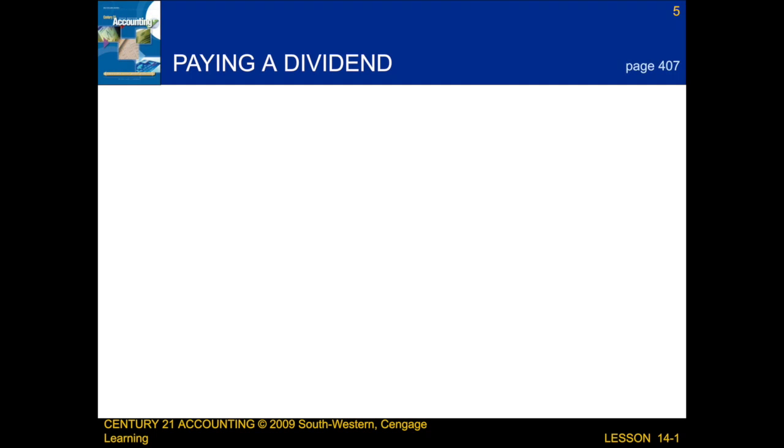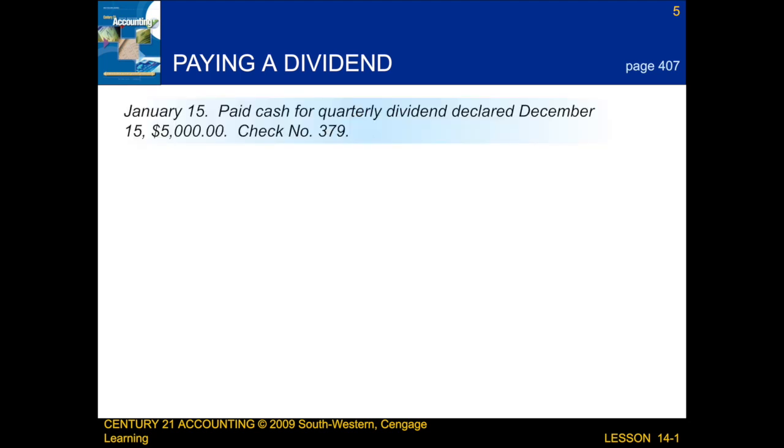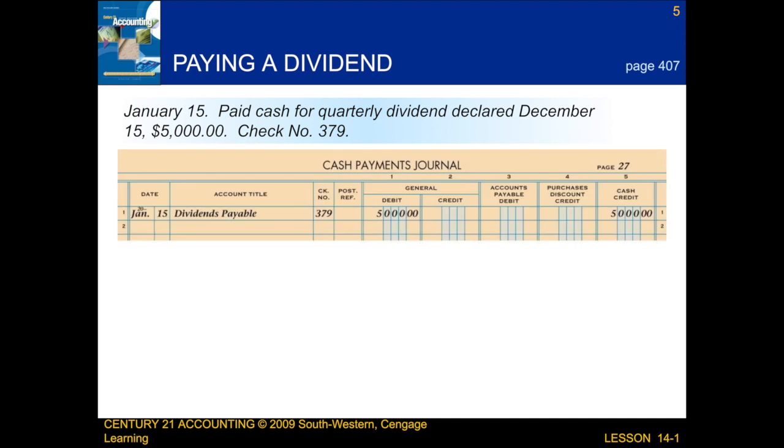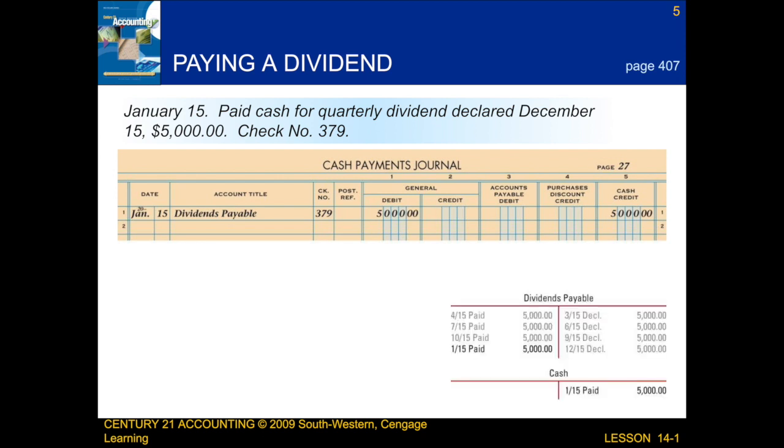Alright, so the last thing that we're going to be talking about in this lesson is paying a dividend. So this transaction reads, on January 15th, paid cash for quarterly dividend declared December 15th, $5,000, check number 379. Okay, so when we journalize a transaction in a cash payments journal relating to the payment of a dividend, there are multiple steps that we have to follow in order to complete this process. First, we write the date, which is January 15th, in the date column.